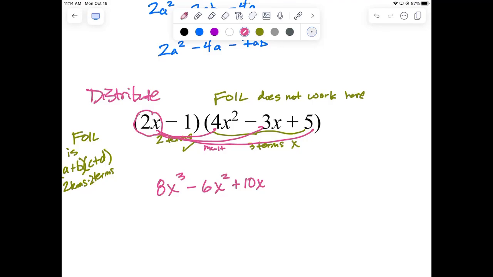So far, so good? Okay, I'm going to switch flavors here now. Boysenberry. Now I take the negative 1, not the 1, but the negative 1, and I distribute it all the way through to all three. Here we go. Negative 1 times 4x squared is negative 4x squared. Negative 1 times negative 3x squared is positive 3x. And then negative 1 times positive 5 is negative 5.